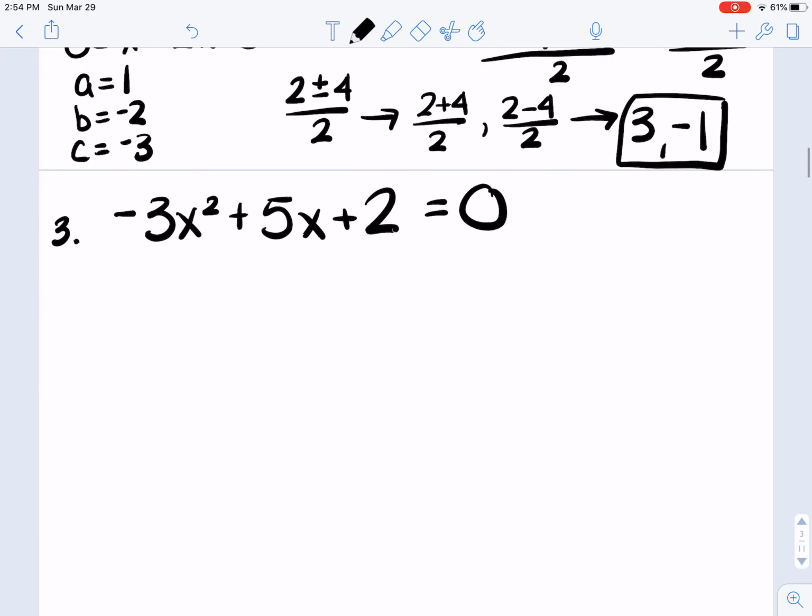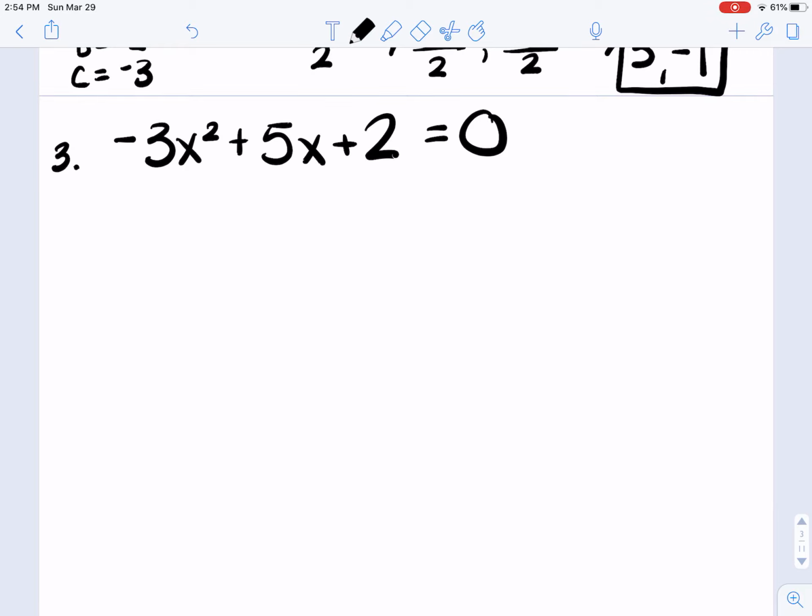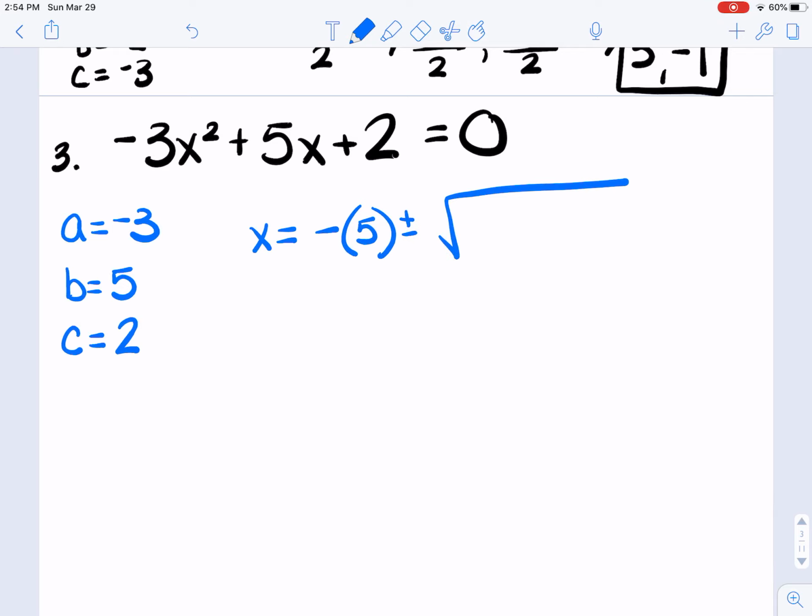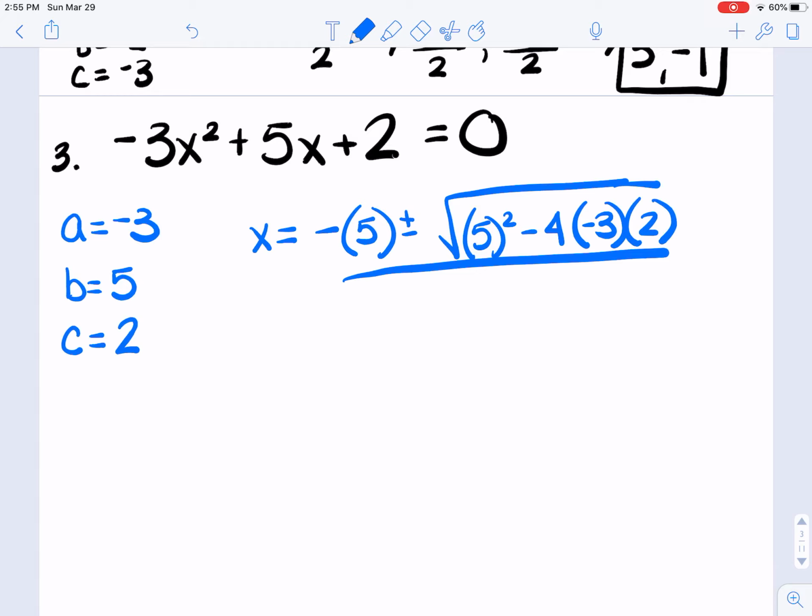Okay, now, in this particular problem, the only thing that's different on this one is the fact that your a value ends up being negative. And that's totally fine. Just take that into consideration when you go to plug it into the quadratic formula. So in this one, my a value is negative 3, b is 5, and c is 2. So I have x equals the opposite of b plus or minus b squared minus 4 times negative 3 times 2. 4 times a times c, all divided by 2 times a.